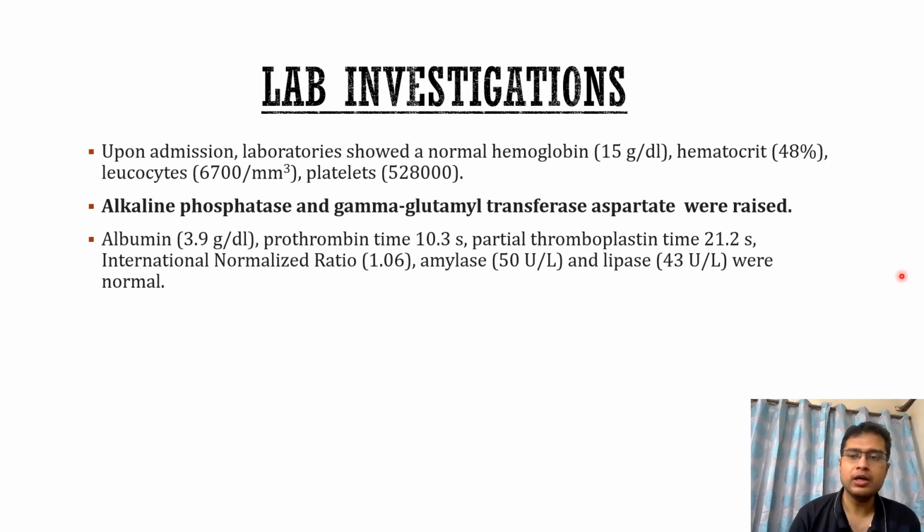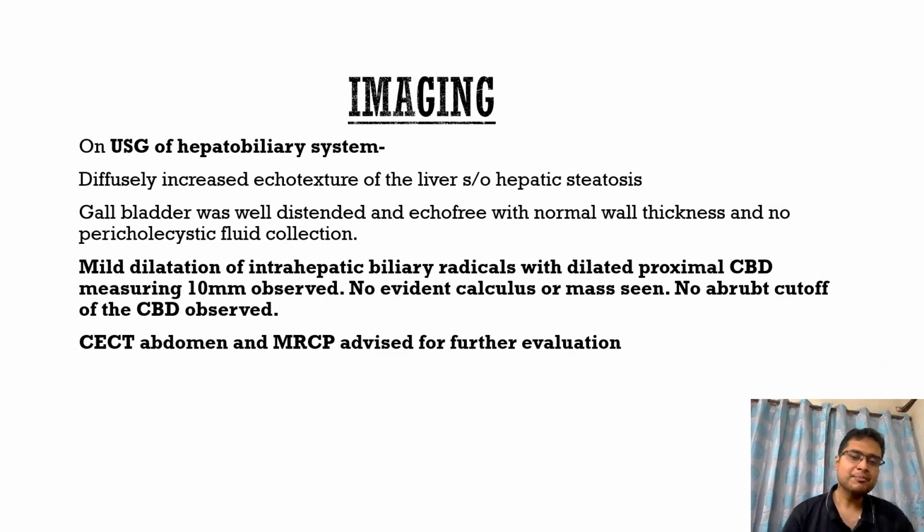So then they ordered an ultrasound abdomen. So here comes my role. So on ultrasound of the hepatobiliary system, there was diffusely increased echotexture of the liver indicating hepatic steatosis. The gallbladder was well distended and echo-free with normal wall thickness and no pericholecystic fluid collection, hence ruling out cholecystitis and cholelithiasis as a cause of that pain abdomen.